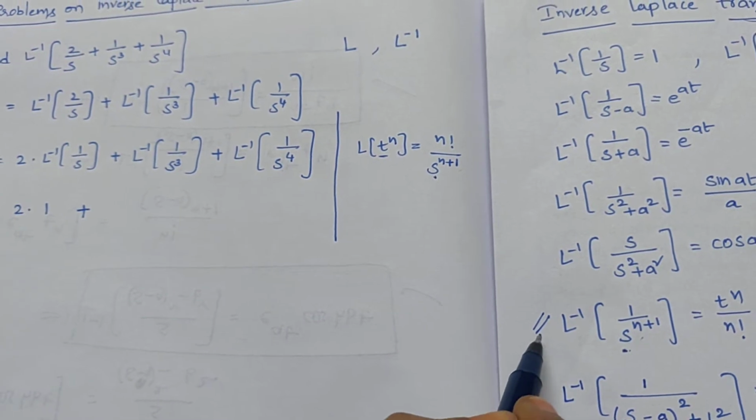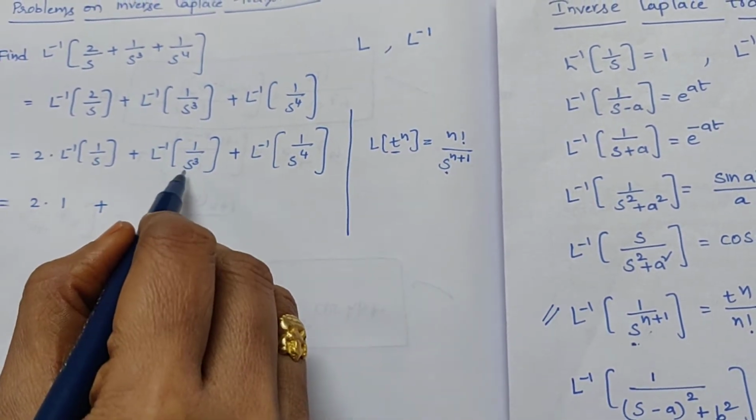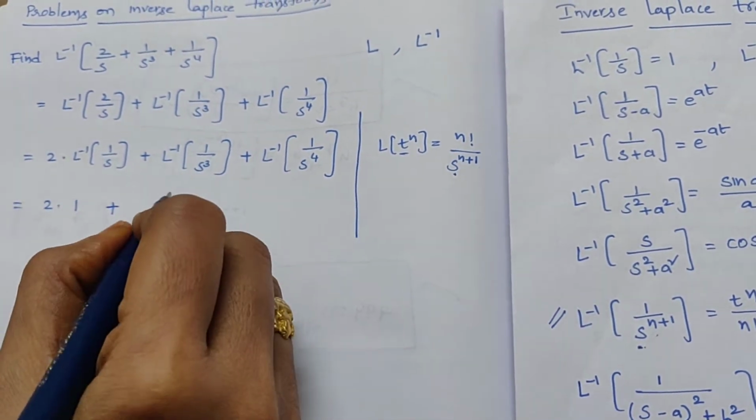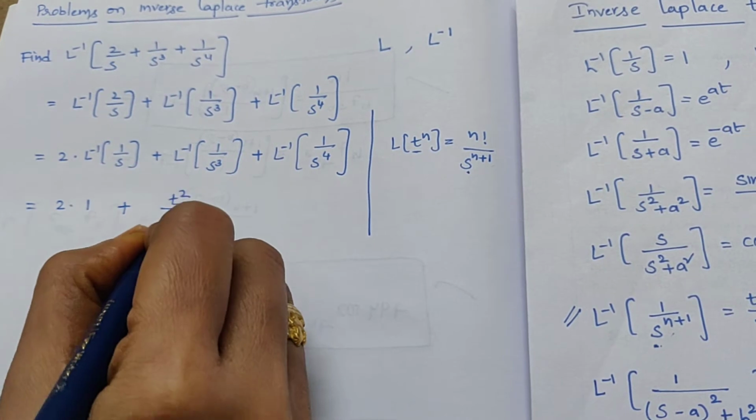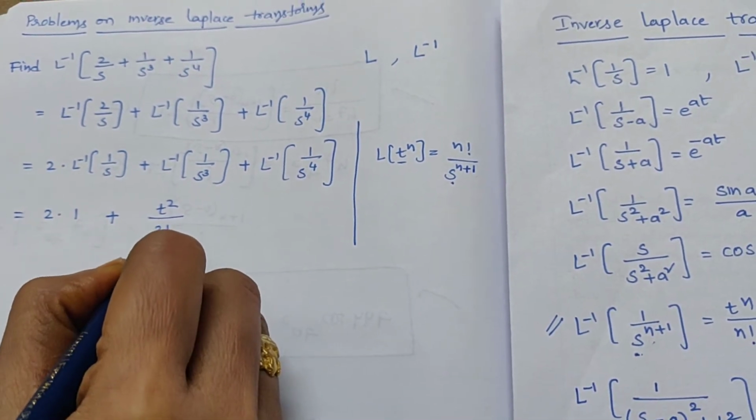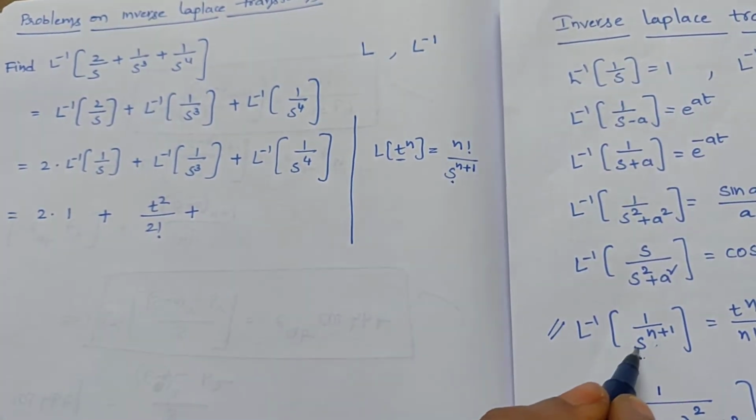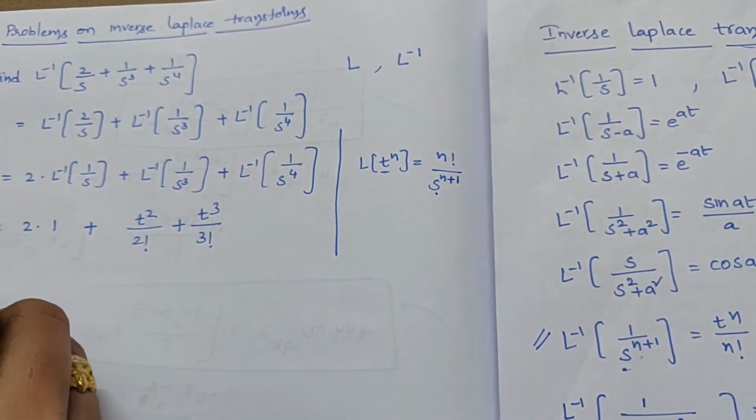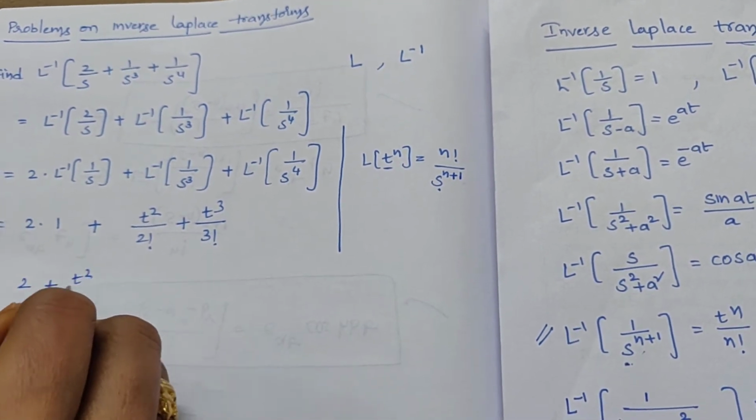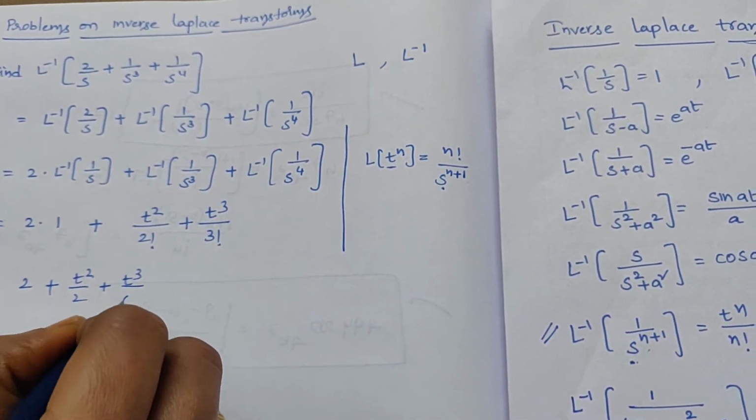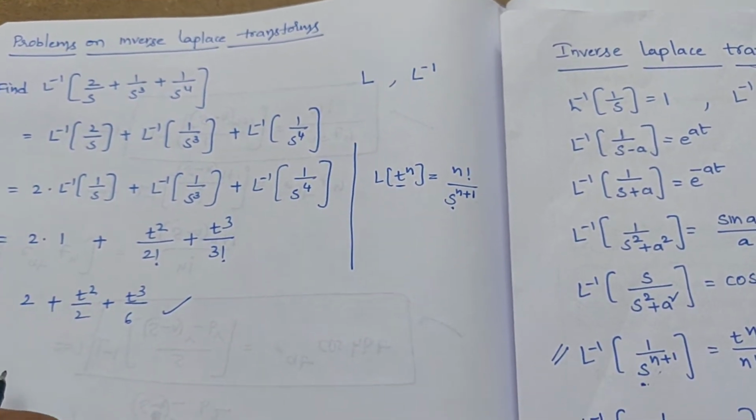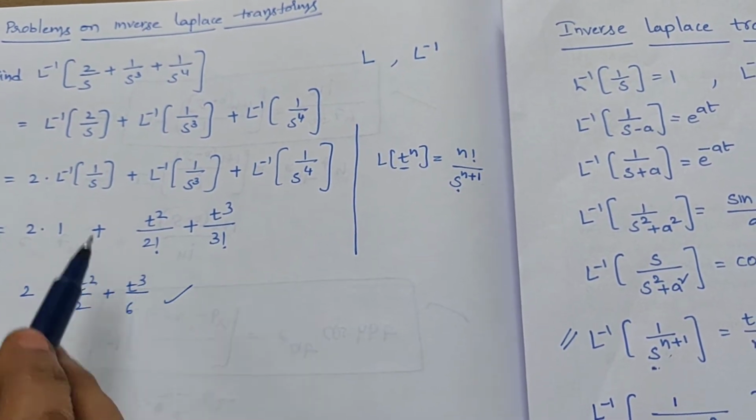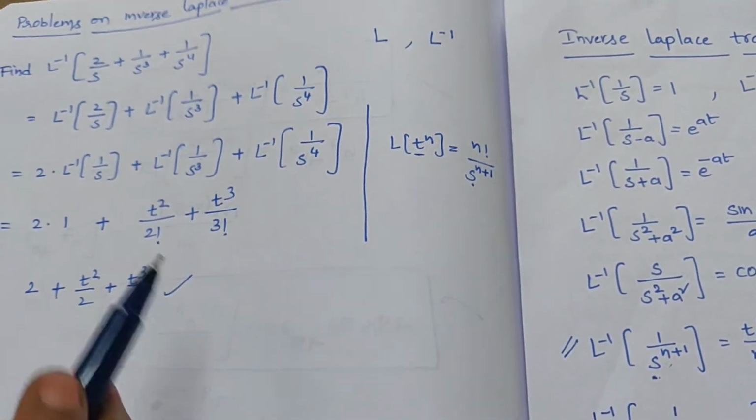According to this formula, 1 by s cube we will get in the Laplace transform of t square, so t square by 2 factorial, plus s power 4 we will get in t cube, so t cube by 3 factorial. So it is equal to 2 plus t square by 2 plus t cube by 6. If you keep the formulas of Laplace transforms in mind, it is easy to evaluate inverse Laplace transforms.